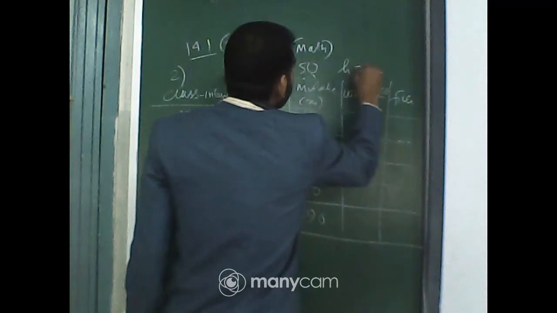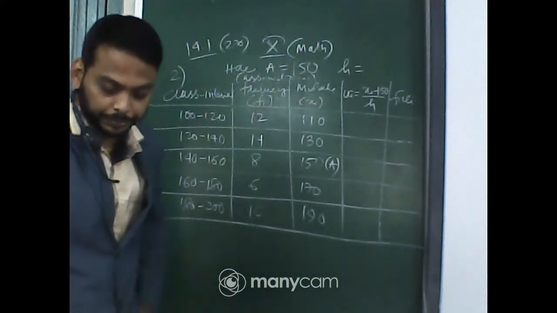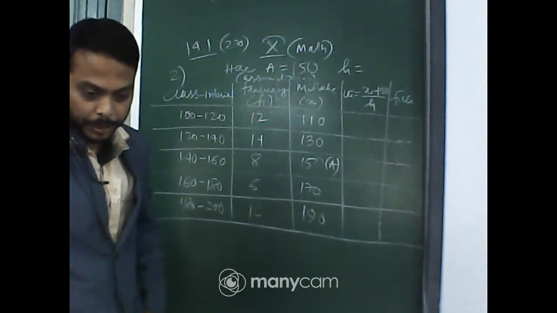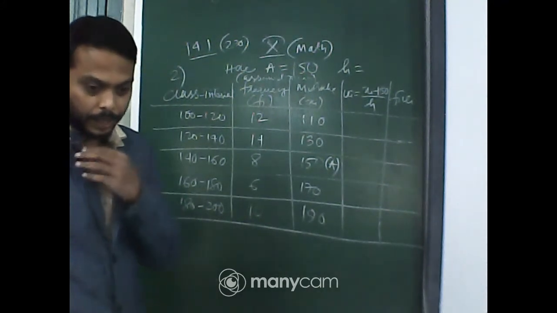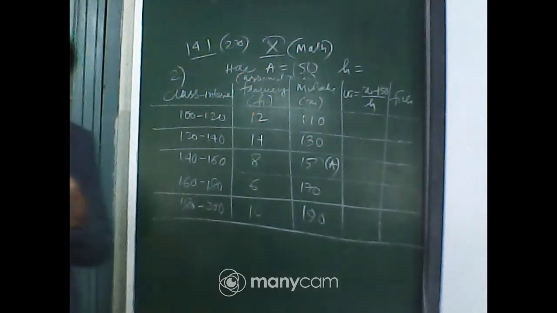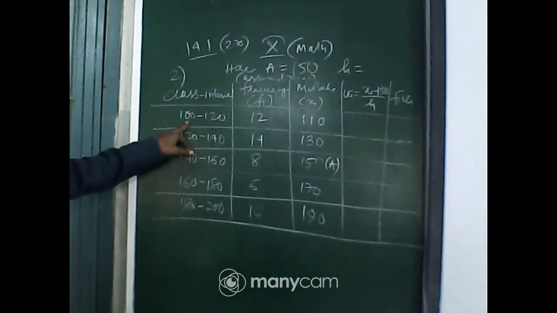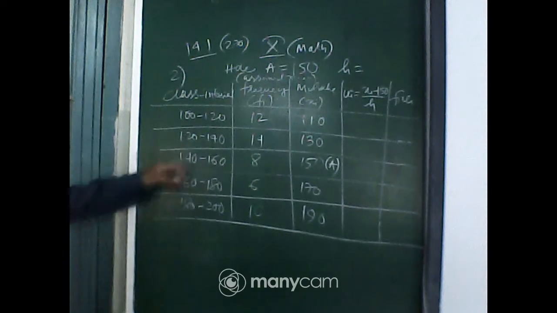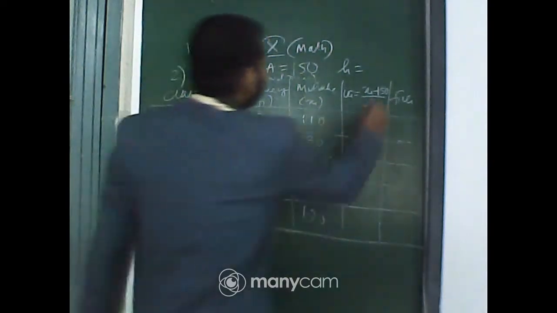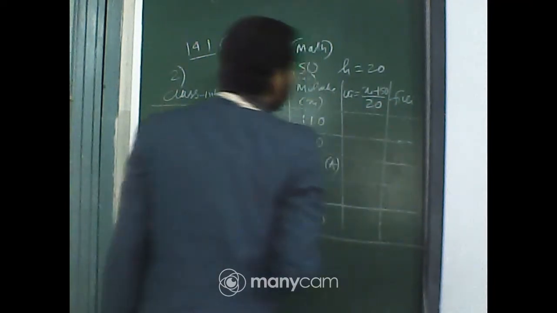And h equals the length of class interval. h equals 120 minus 100, the length of each class interval, or 140 minus 120, yes, 20, very good. So instead of h, write here 20. Okay.